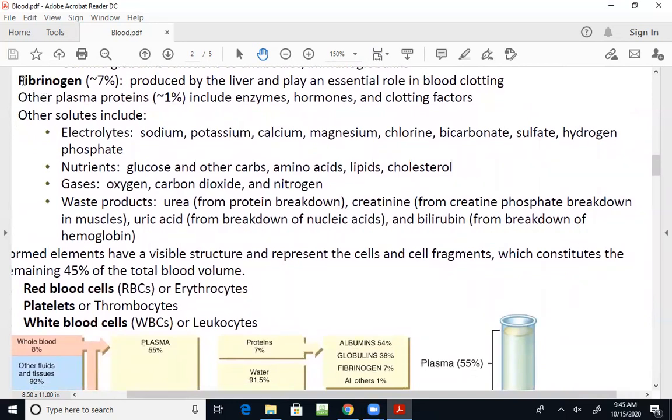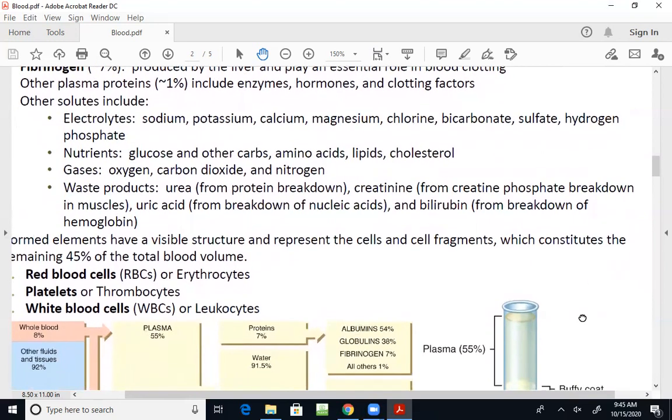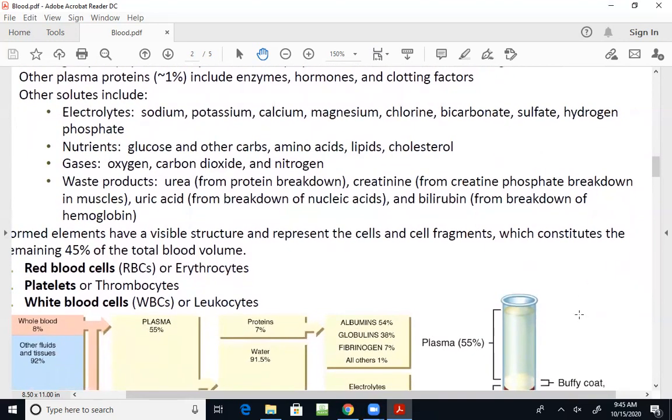Fibrinogen is our final major plasma protein, produced by our liver as well, but very important, playing a role in blood clotting. For those in phys, you know what I'm talking about. I'm not going to get into all that any more than that. Other plasma proteins include enzymes, hormones, and various clotting factors, only representing about 1% of our proteins.